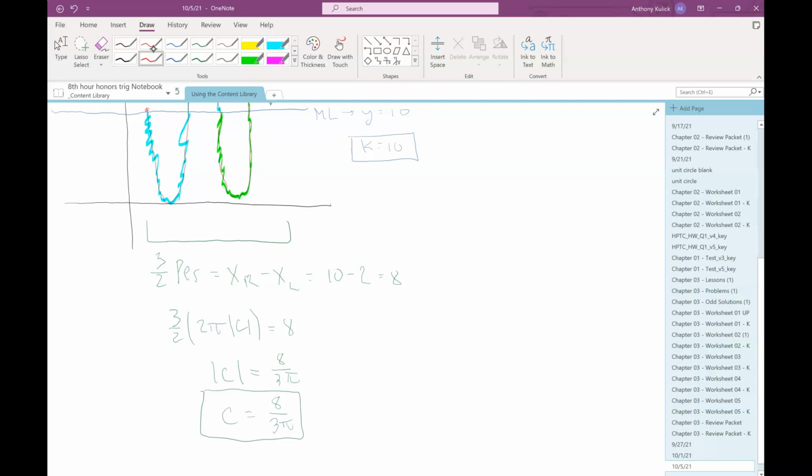Okay. For this situation, what would be easier to use, sine or cosine? It doesn't matter because I have a midline point and I have an extreme point, right? So it's going to be easy to find h either way. So it doesn't really matter here. So let's just do sine first.